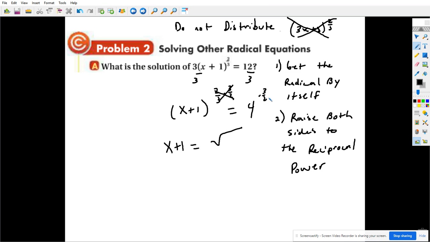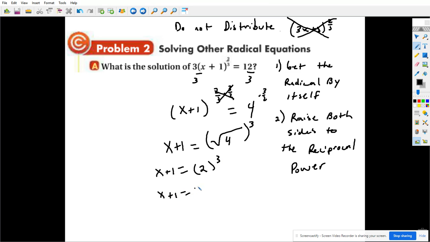Remember, the index goes on the bottom. So this is the same thing as the square root of 4. I'm going to write that differently. Okay, the square root of 4 to the 3rd power. So this is x plus 1 equals, what's the square root of 4? 2. 2 to the 3rd power is 8.